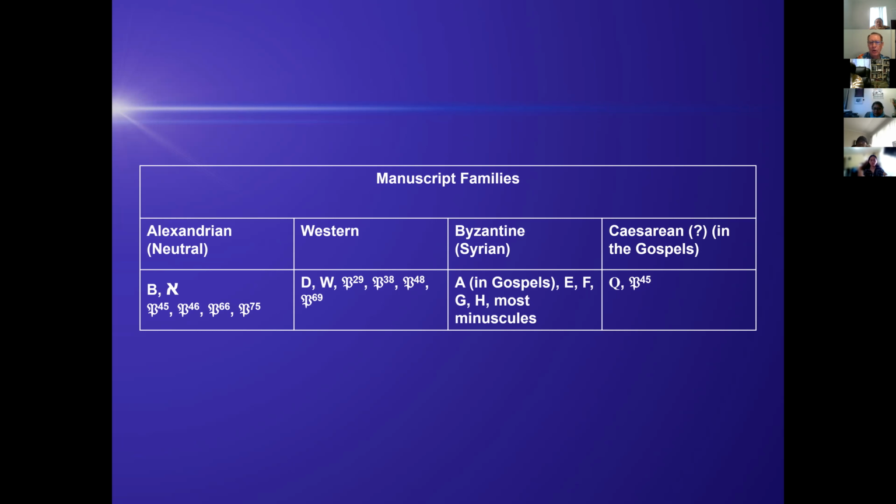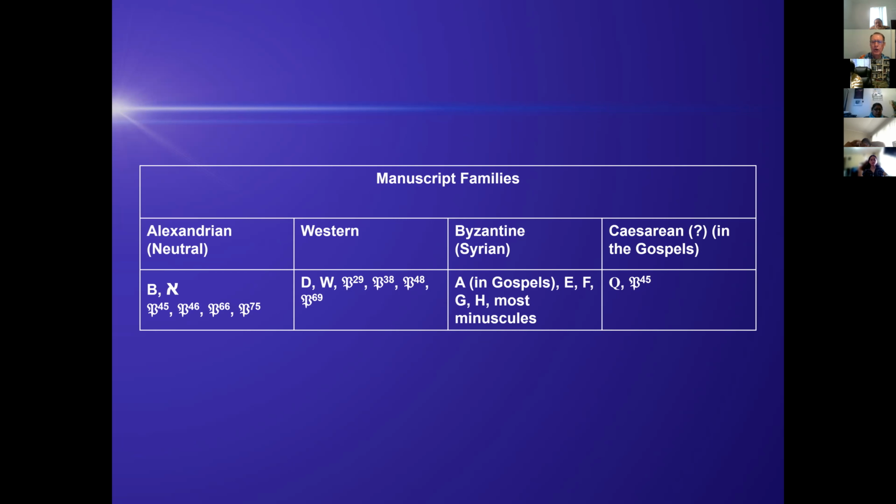The Byzantine or Syrian family is later. And there are a lot of them. A lot of them are beautiful manuscripts. The reading is very smooth, but they are probably not the most original of the families. Some people say they see a Caesarean family in the Gospels, but that is debated. Most scholars believe that the best family here is the Alexandrian, if you take the top scholars in textual criticism.